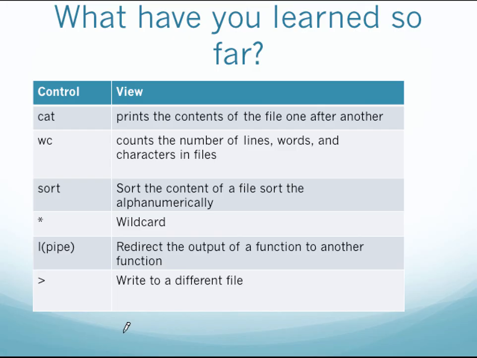Just to summarize what we have learned so far, we learned about cat, which will print the content of a file. Then we learned about wc, which counts the number of lines, words, and characters in a file. Then sort will sort the content of a file alphanumerically. Then we learned about the wildcard, which can be used to represent names, and we learned about the pipe that can be used to connect different commands to make a pipeline. Using the greater than sign, we can write the output to a different file.